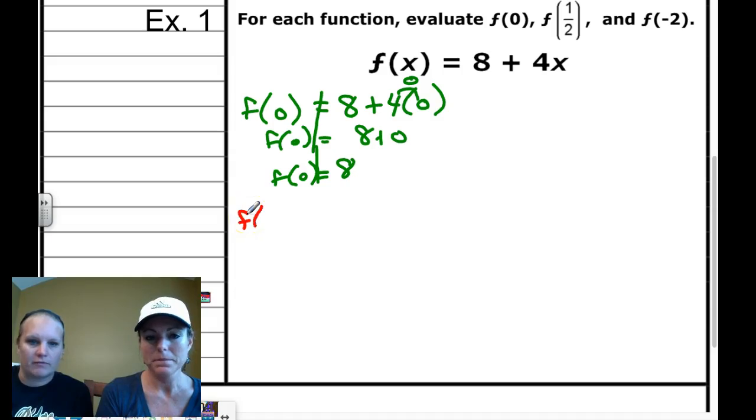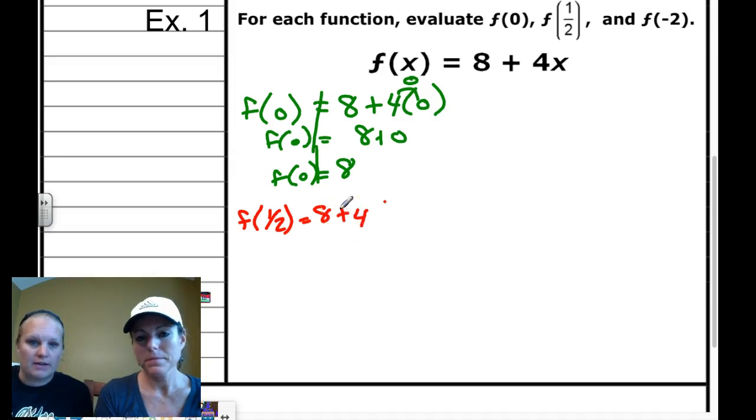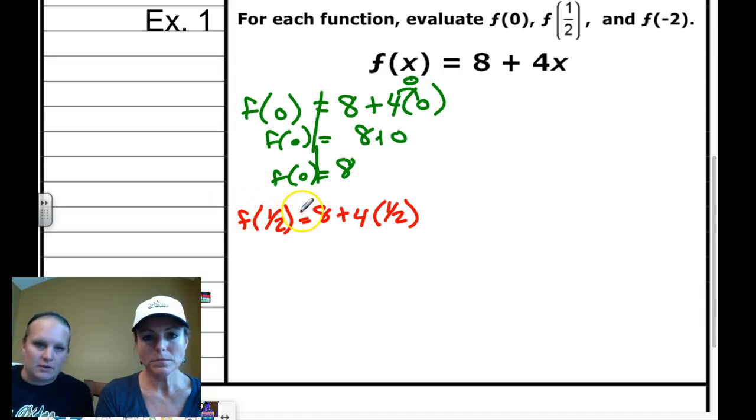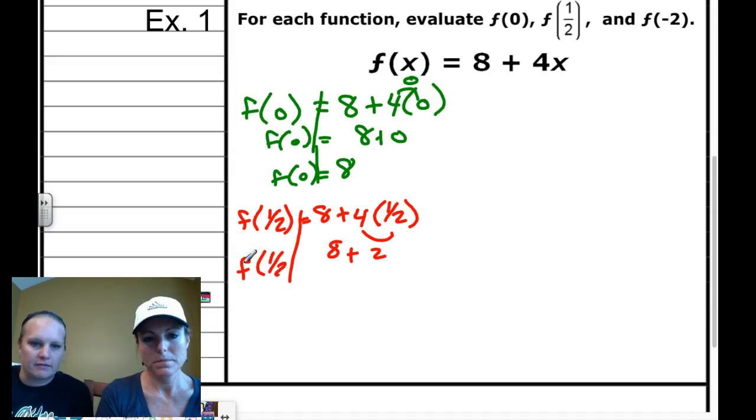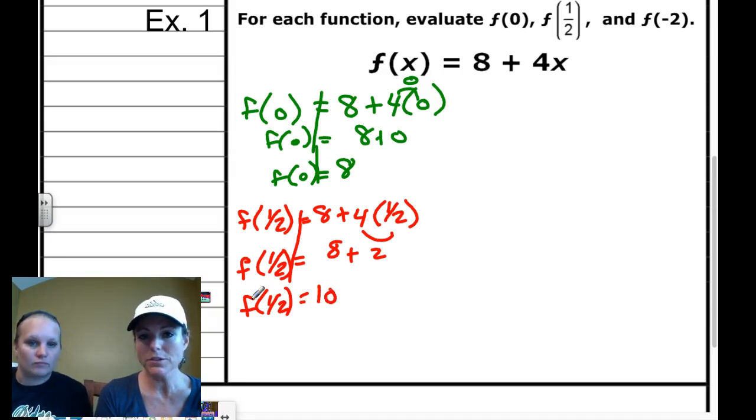All right, f of 1/2 equals, and we just write the same equation, 8 plus 4, and now this time I'm plugging in the 1/2. All right, so we'll keep solving. 4 times 1/2, half of 4 is 2. We got to add the 8 and bring down our f of 1/2. All right, and then we just get it equals 10. And that's our answer. Notice she left it as f of 1/2 equals 10. There's our second answer.